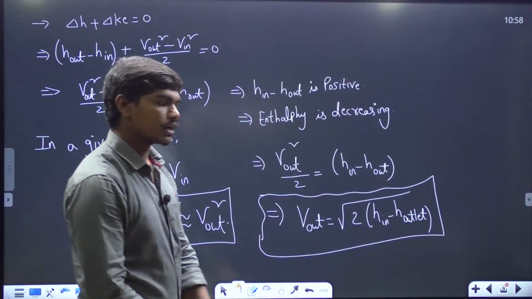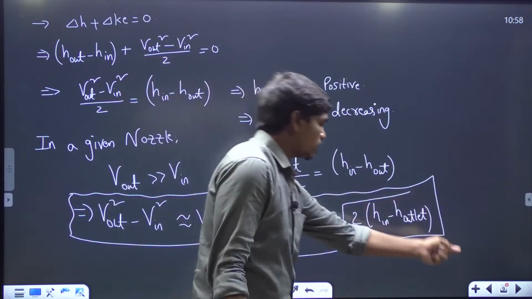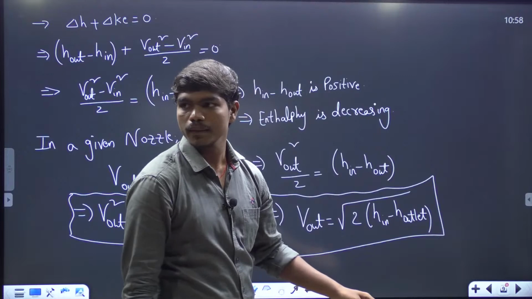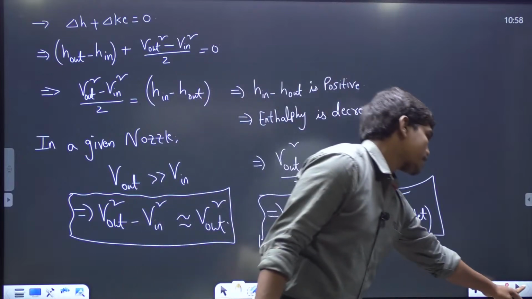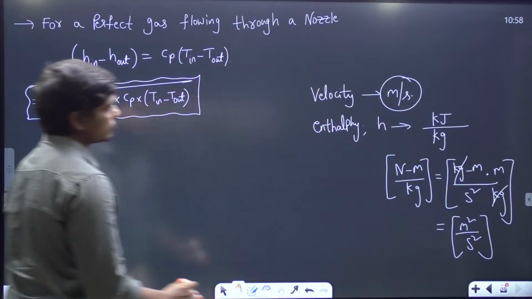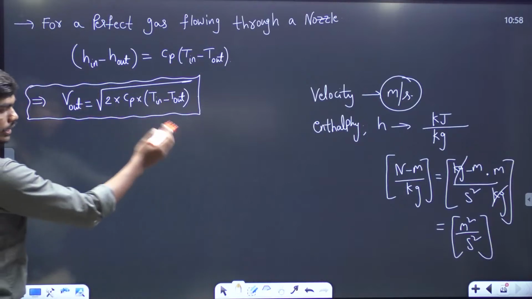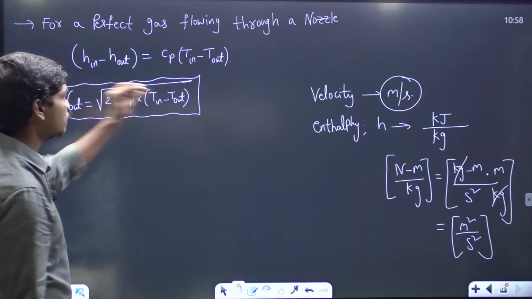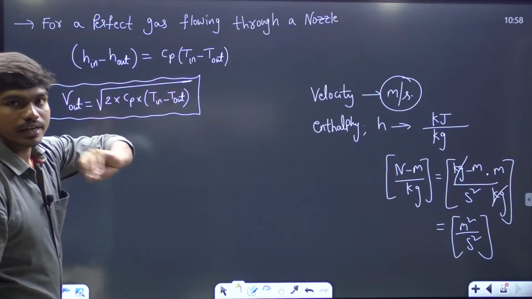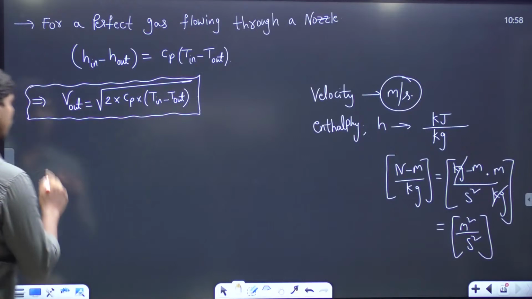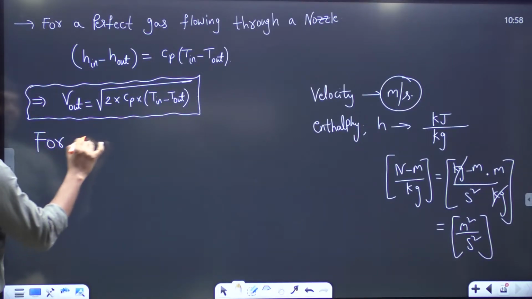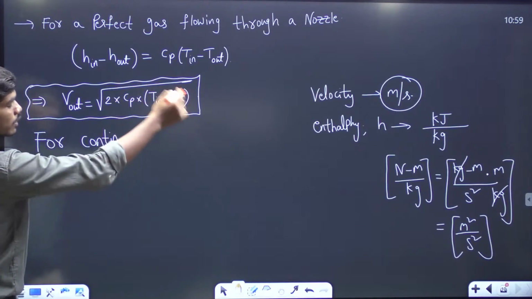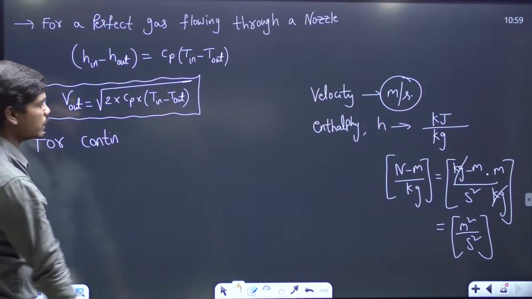Okay, Vijay, I hope I cleared you. Is that clear to you, Vijay Sai? So see here, 2 Cp into (T inlet minus T outlet), which means that if the velocity is positive, the outlet temperature is less than the inlet temperature. Also, if the initial temperature is given, you can find out the exit temperature of the gas.